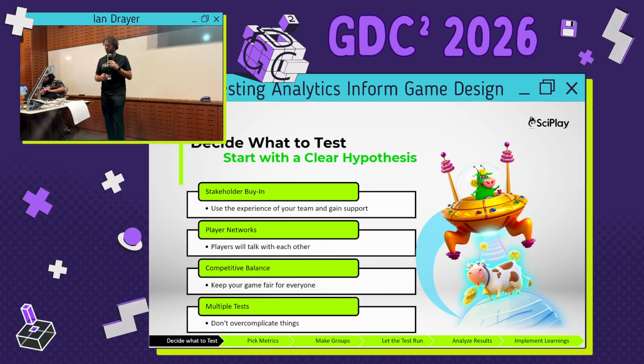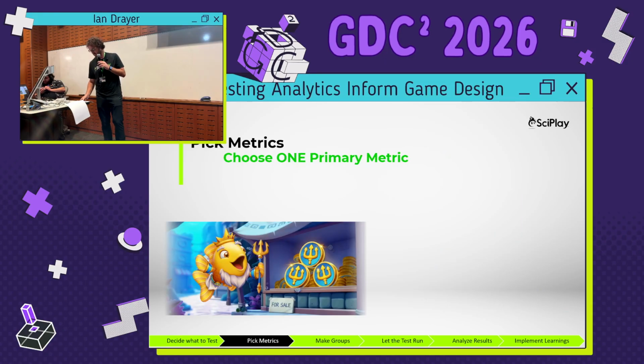And then finally, when deciding what to test, don't overcomplicate things with multiple tests targeting the same feature, targeting the same behavior. If you do, you're not going to really know which of those tests, which of those changes is pushing that change in player behavior.